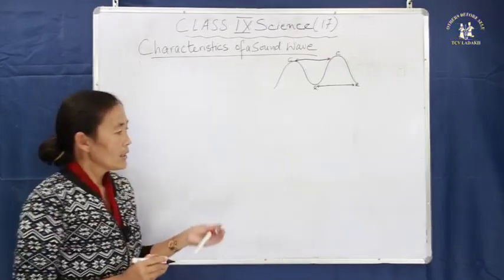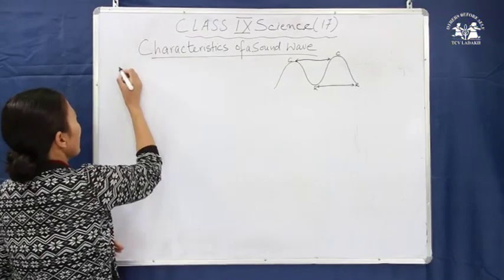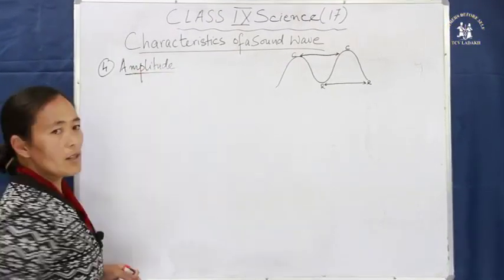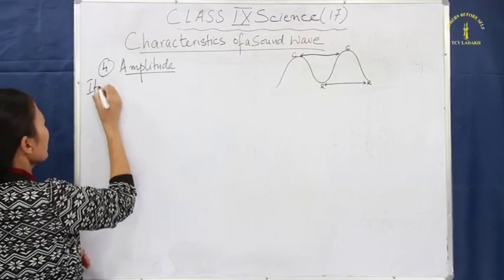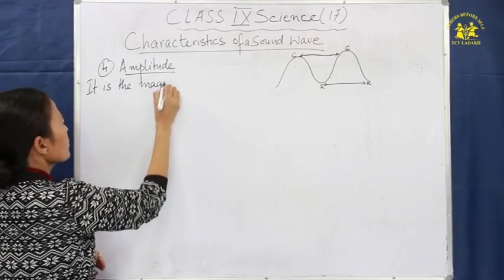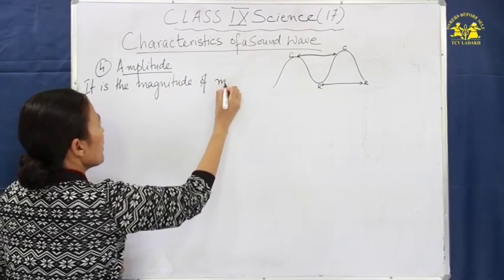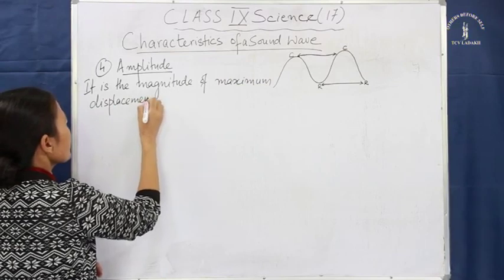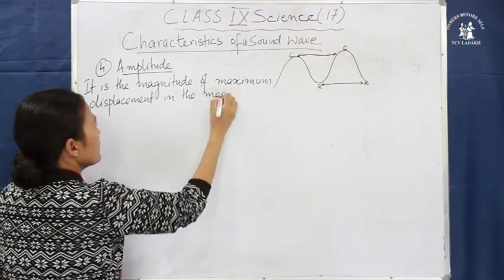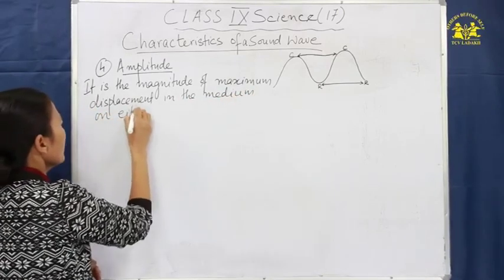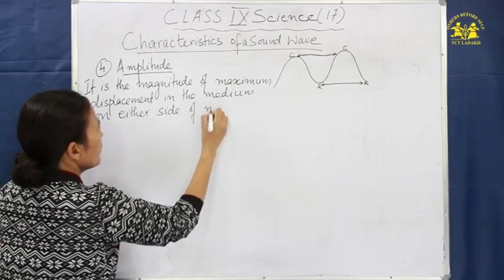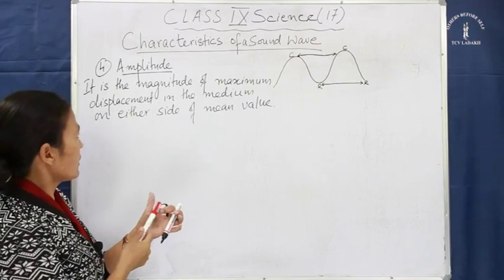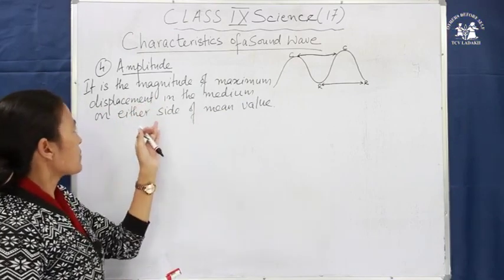Next characteristic is amplitude. Amplitude is defined as the magnitude of maximum displacement in the medium on either side of the mean value. As we can see in the figure, amplitude is the magnitude of maximum displacement in the medium.